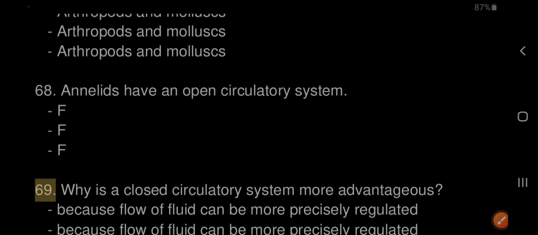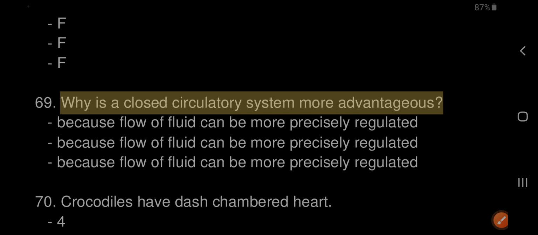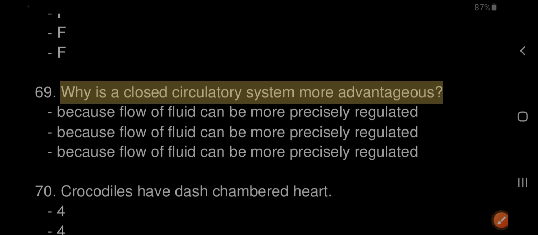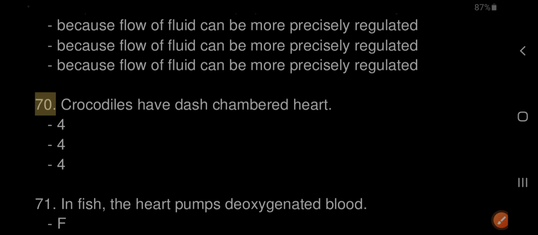69. Why is a closed circulatory system more advantageous? Because flow of fluid can be more precisely regulated. 70. Crocodiles have dash-chambered heart. 4.